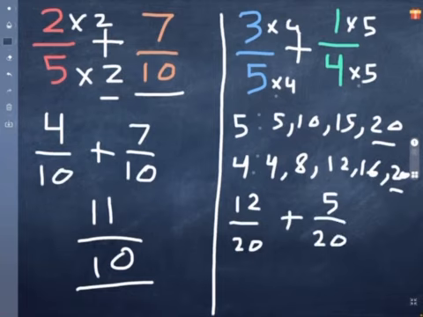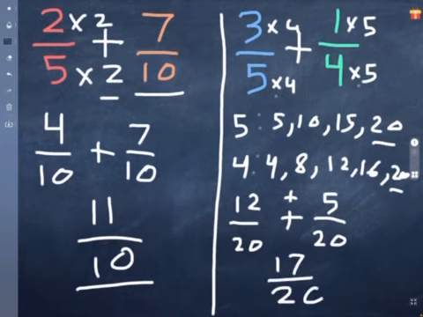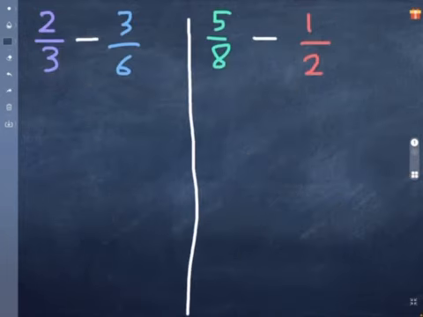We can now add them because we have the same denominator. So 12 plus 5 is 17, and we keep the denominator the same, 20. So the answer is 17 over 20. Now we will do subtraction.